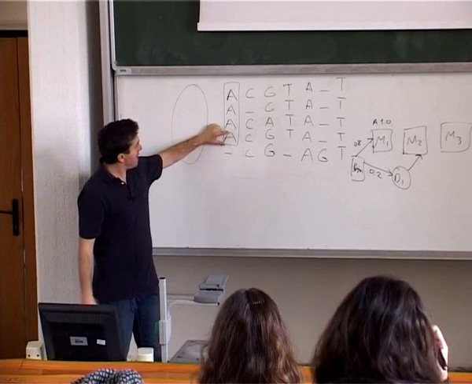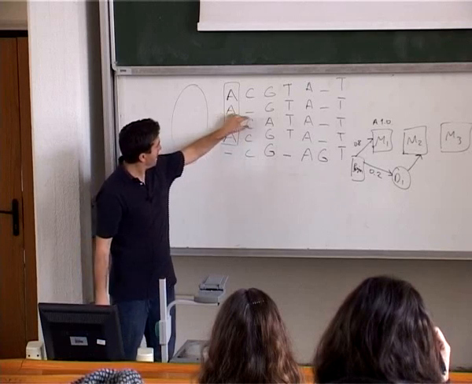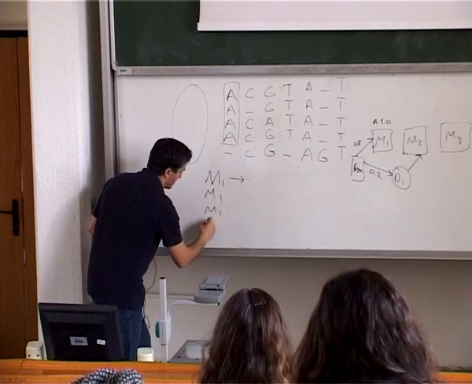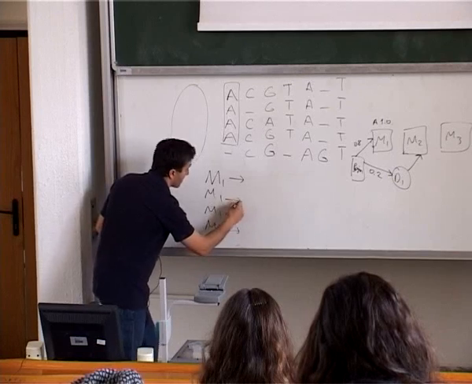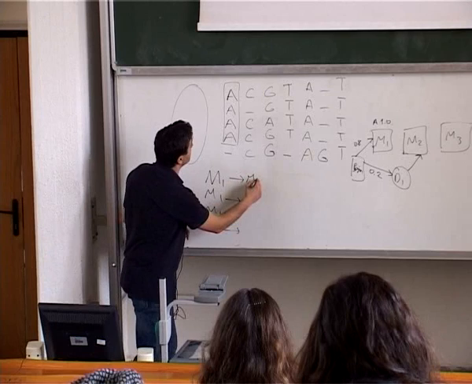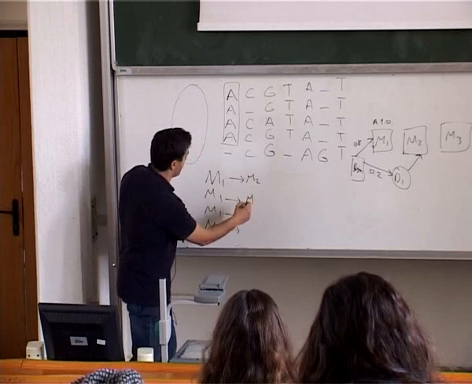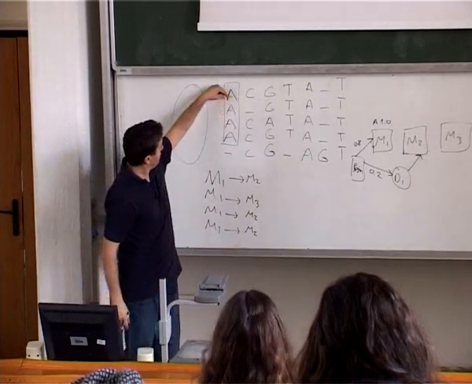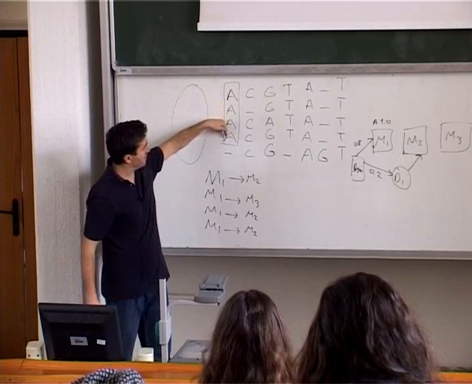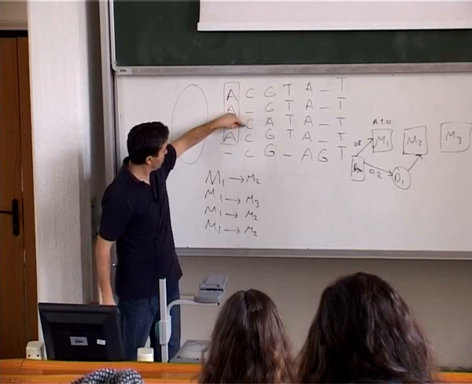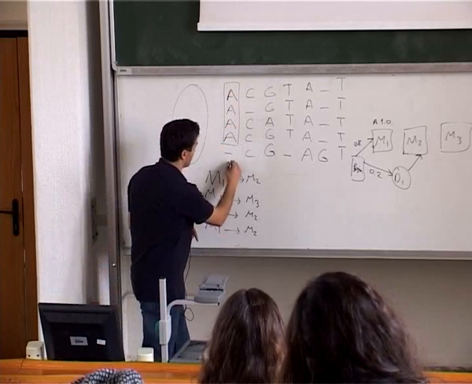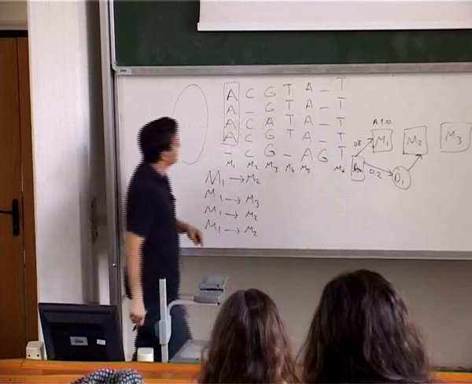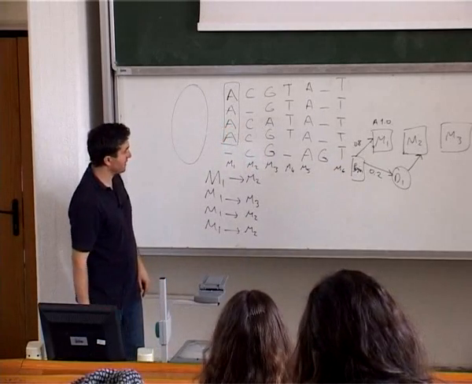So for these M1 transitions, I have M1 to M2, M1 to M2. These are all possible M1-to-something transitions I observe in this alignment. I have 4 of them. 3 of them are to M2, 1 of them is to M3. Out of the places that I visited the M1 state, 3 of them go to match state 2. Let me also write them here below. And 1 of them skips that state.